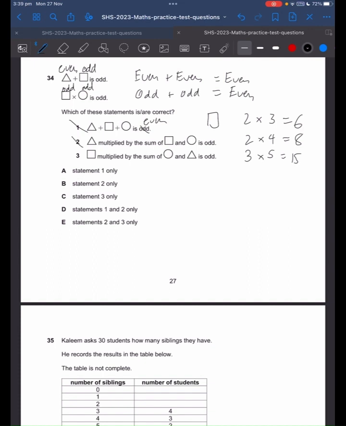Now last one. Square multiplied by the sum of circle and triangle. Circle and triangle, odd plus even, gives us an odd number. And the square is also an odd number. Odd times odd always gives us an odd number. So 3 is correct. So the answer is C.